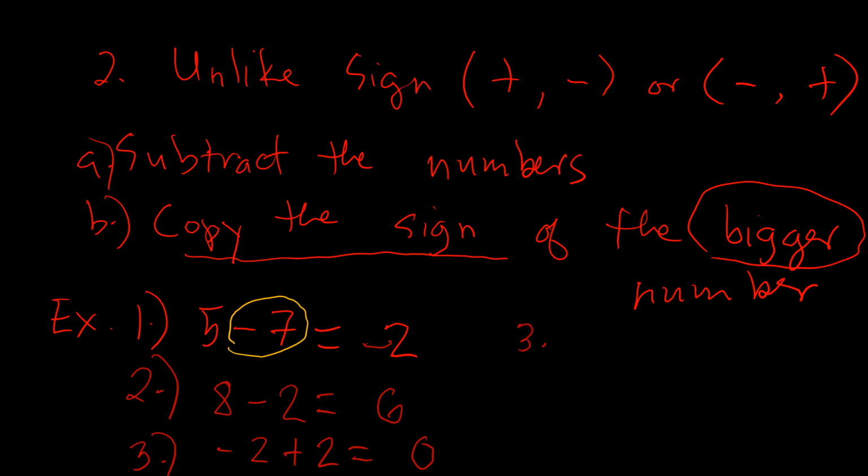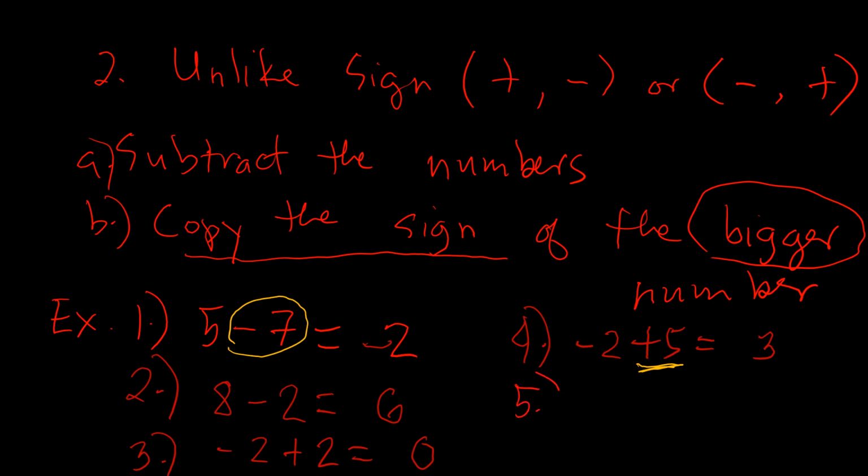Example number 4. Let's have here negative 2 plus 5. So in this case, we are going to subtract these two numbers. 5 minus 2, that gives us 3. And we are going to copy the sign of the bigger number. The bigger number is 5, positive 5. So the final answer would be positive 3.